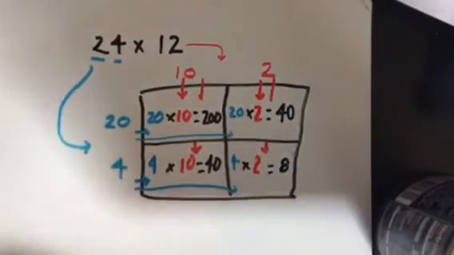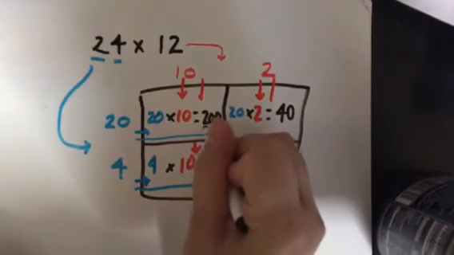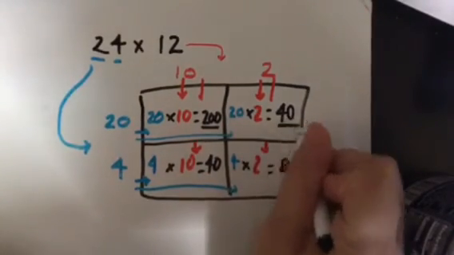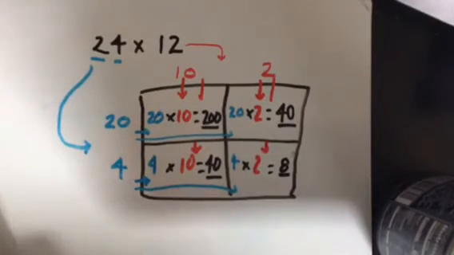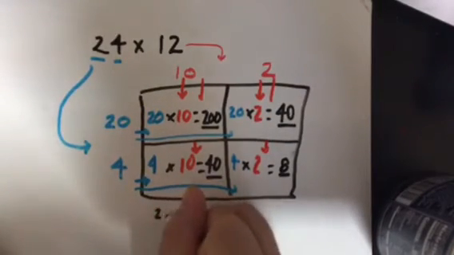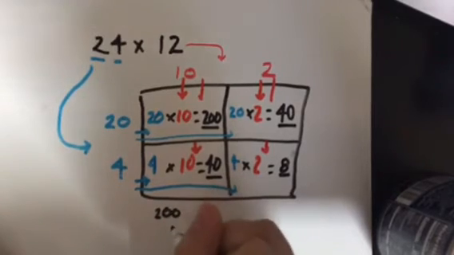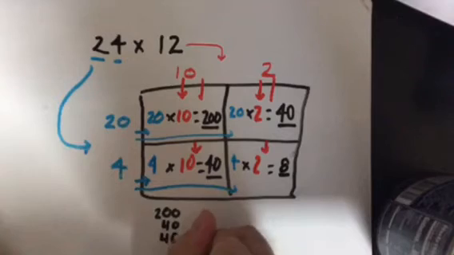Now, we have one final step. We need to add these 4 answers together. I've put the 4 answers we need to add together in black to help us remember those are the ones we need to add together. So we have 200 plus 40 plus 40 and plus 8.